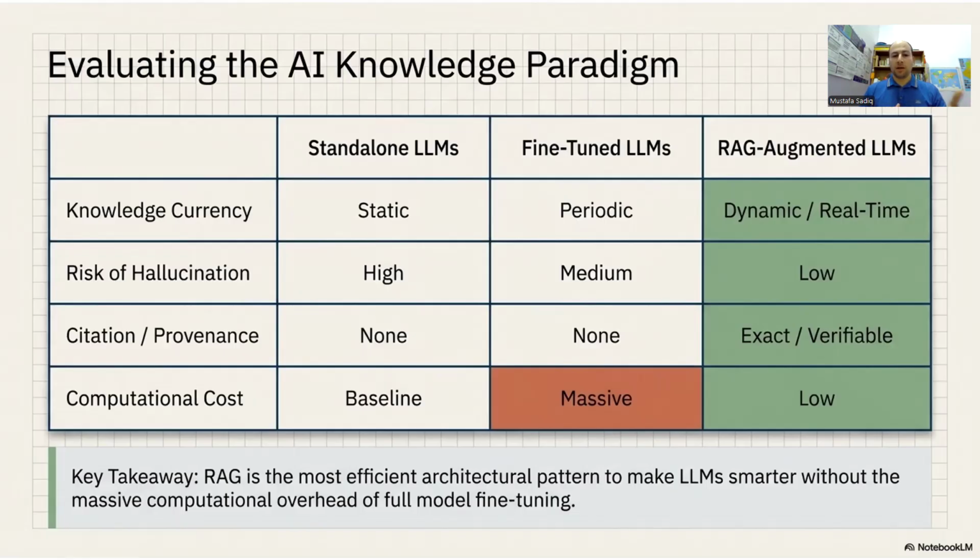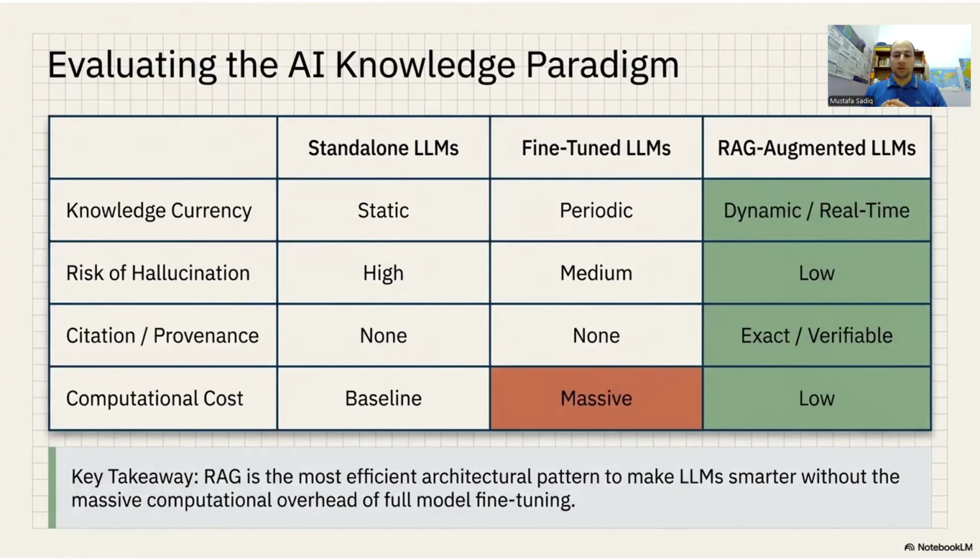And we can see clearly that for the knowledge currency, the best is RAG based ones. For the risk of hallucination, which will be the lowest for the RAG augmented. For the citation and the provenance, it's also exact and verifiable resources or references that we can get, even the link for these references from the RAG augmented large language models, which we already started seeing in the ChatGPT 4 and the models after that.